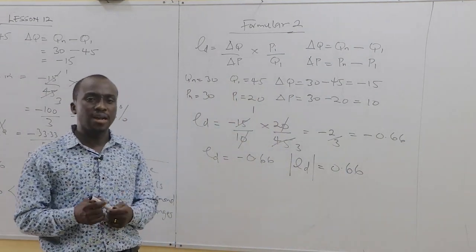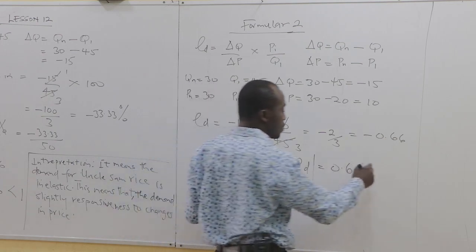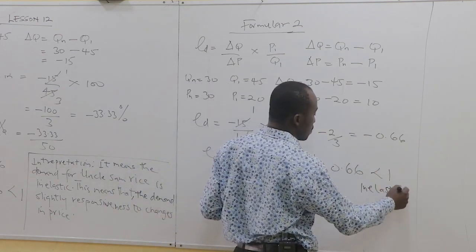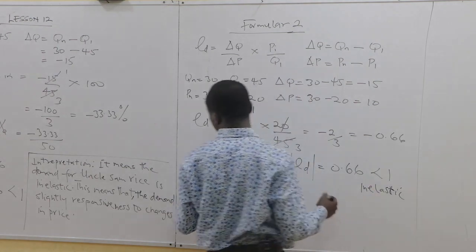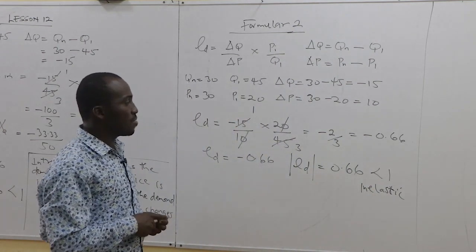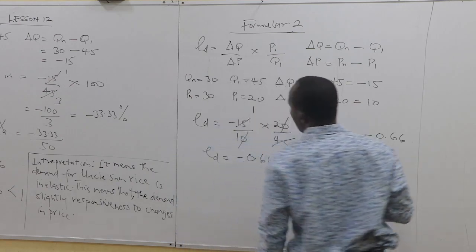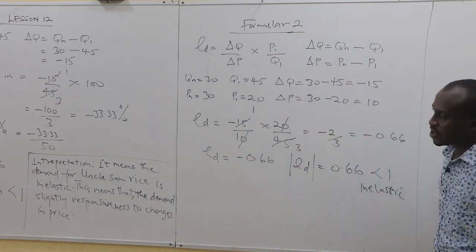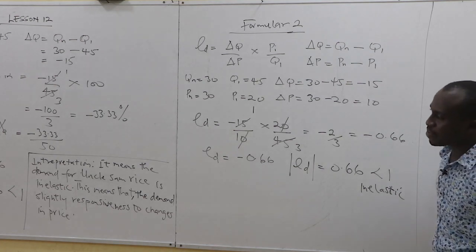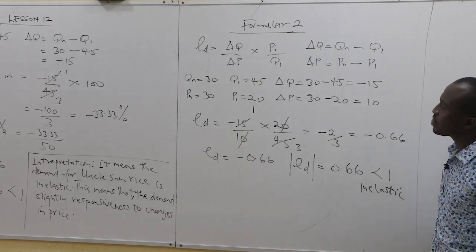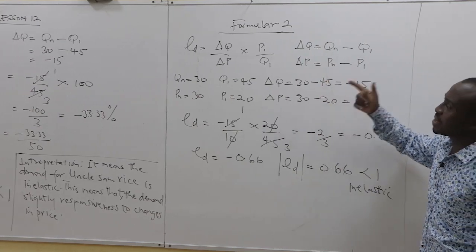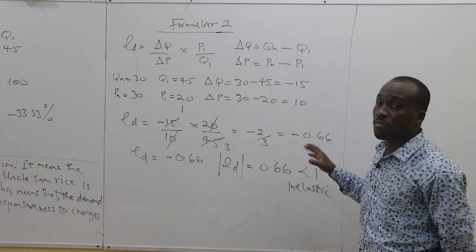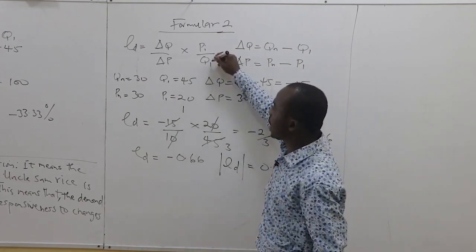Is it less than 1 or greater than 1? It's less than 1, meaning that it's what? Inelastic. So the same interpretation as we did here. So what are we able to understand? We understand that with the point elasticity, whether you use the first formula, the percentage change in quantity demanded divided by the percentage change in price, or use this formula, price elasticity is equal to change in quantity demanded over change in price times the initial price over the initial quantity demanded, any formula you use, you end up getting the same answer.